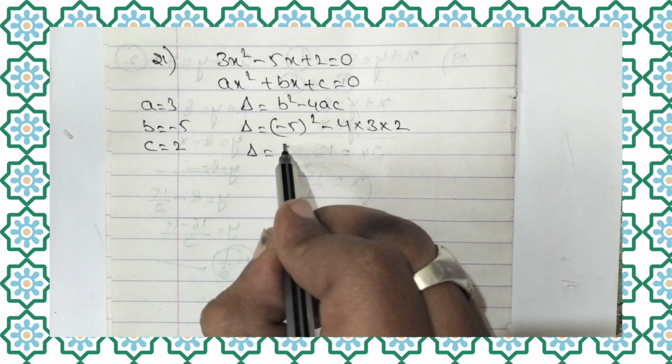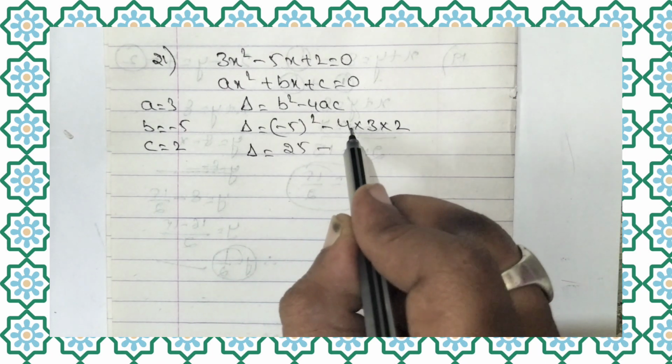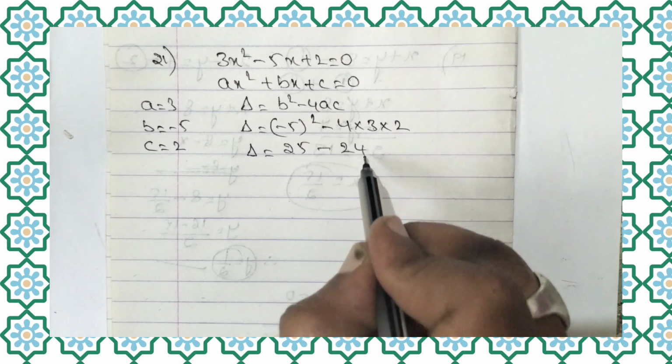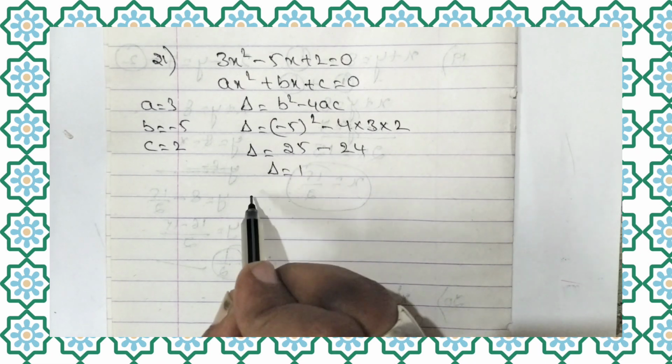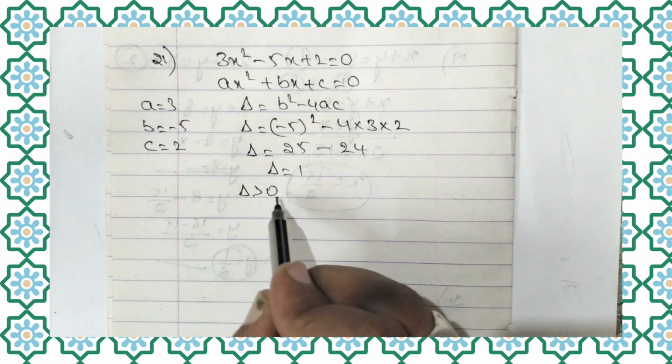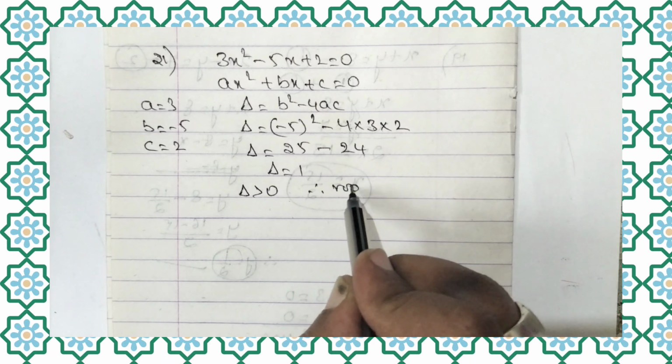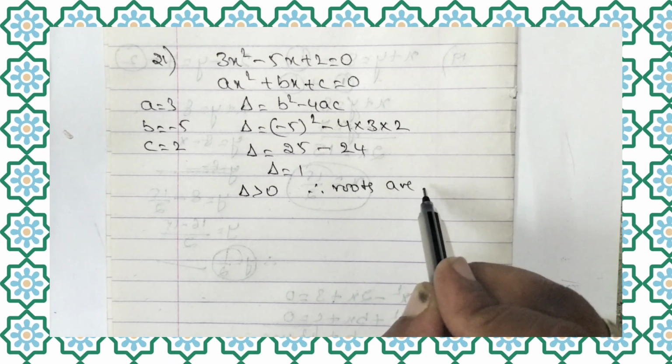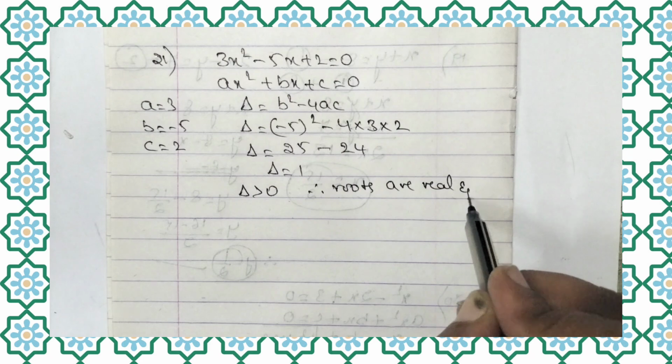So delta is equal to 25 - 4 3s are 12, 12 2s are 24. So delta is equal to 1. So that means delta is greater than 0. Therefore, the nature of the roots are real and distinct.